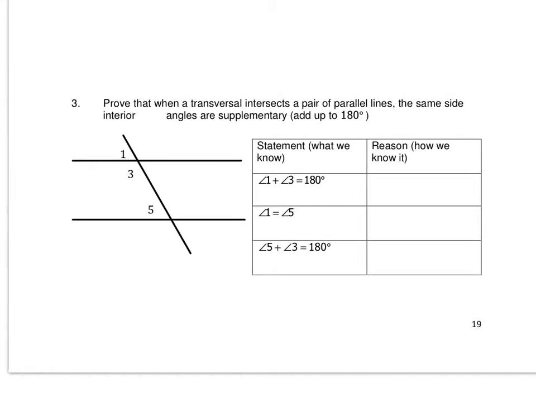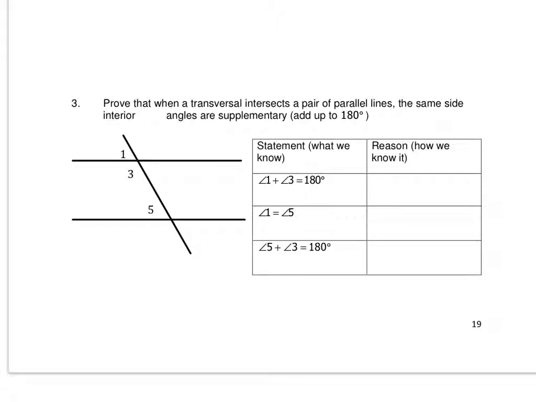Okay, so the next example is proving that when a transversal intersects a pair of parallel lines, the same side interior angles are supplementary, which means that they add up to 180 degrees. So again, these statements are given for you and you just have to state the reasons, because this proof is a little bit different than the last one we did.